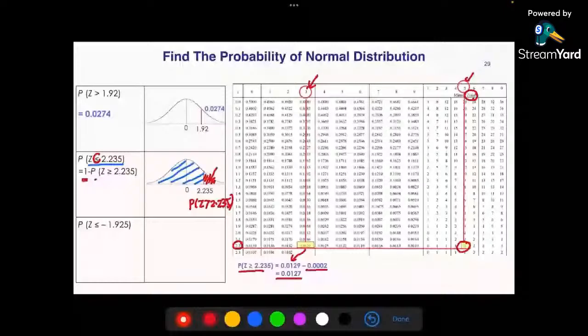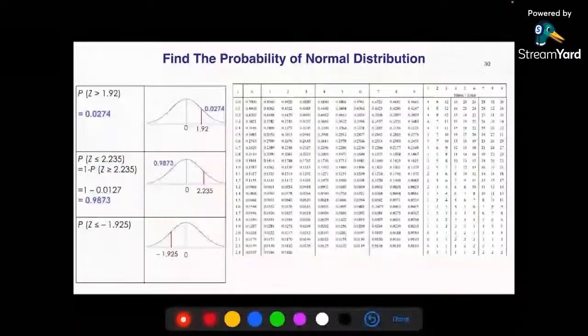Okay, P(Z less than -1.925). Less than. So bila less than, kita shade the region sini semua. We haven't shade the region, tapi kita sketch again. Kita sketch the graph because of negative 1.925. So berada di sebelah kiri here. And then less than, kita shade the region here. So kalau kita tengok dekat table ni, tak ada nilai negatif kan. So meaning that we have to check the value of the other side tu. Dekat sebelah sana, dia punya kembar tu dekat sini. 1.925.